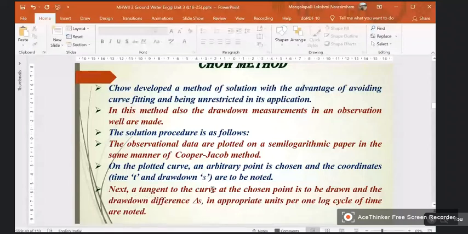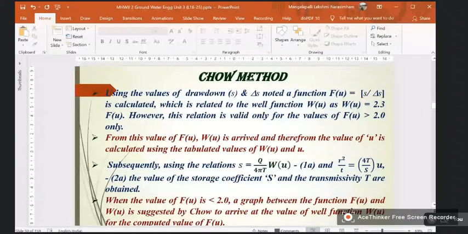A tangent to the curve is drawn at the chosen point, and the drawdown difference delta S in appropriate units per one log cycle of time is noted. So the next step is using the values of drawdown S and delta S noted, a function FU which is equal to S by delta S is calculated, which is related to the well function WU, as WU is equal to 2.3 times FU. However, this relation is valid only for the values of FU greater than 2.